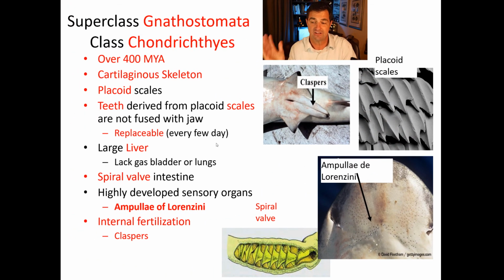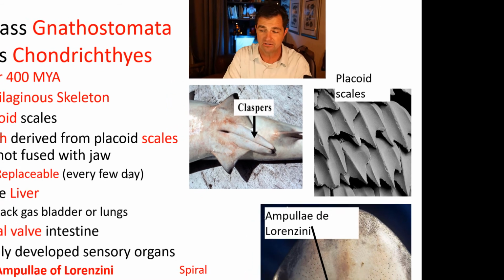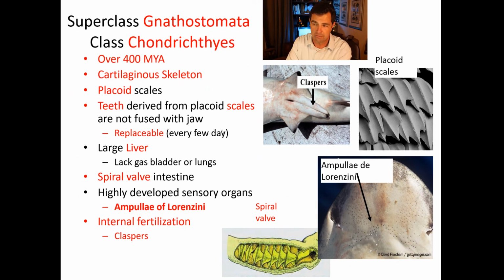The chondrichthyes have internal fertilization, and many of them have these specialized structures on their fins called claspers on the males that are used to deposit sperm.